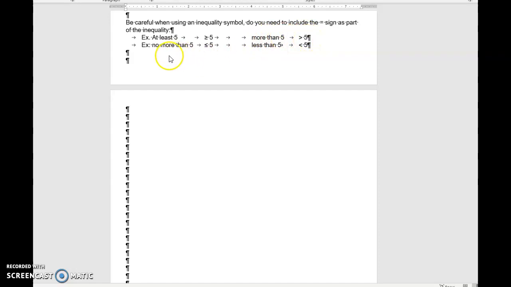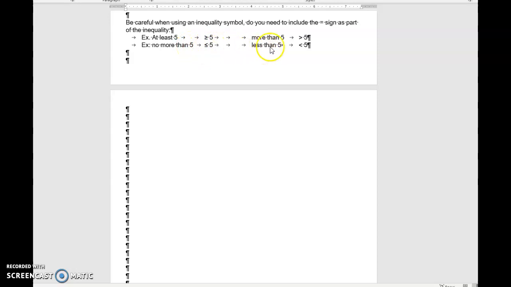On this particular example, it says no more than 5. Well, could it be 5? Yes. Could it be less than 5? Yes. So it could be anything: 1, 2, 3, 4, or 5. So our answer's got to be less than or equal to 5. I can include 5 in this particular example.